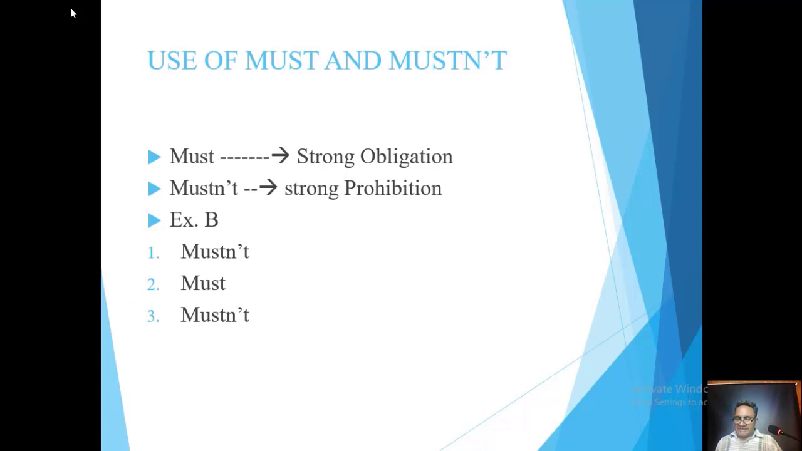Sentence number four is, "He dash take some medicine for that cough." And the answer is, he must take some medicine for that cough. The last sentence is, "Visitors dash smoke." And the answer is, visitors mustn't smoke.